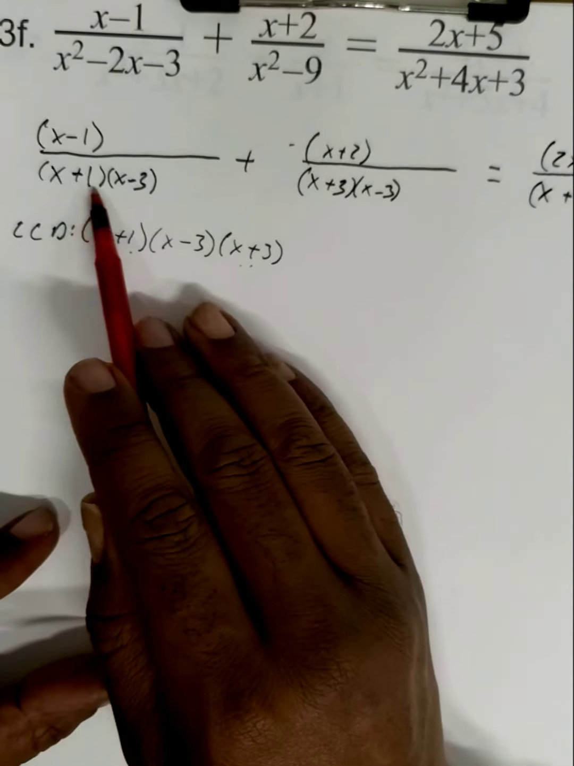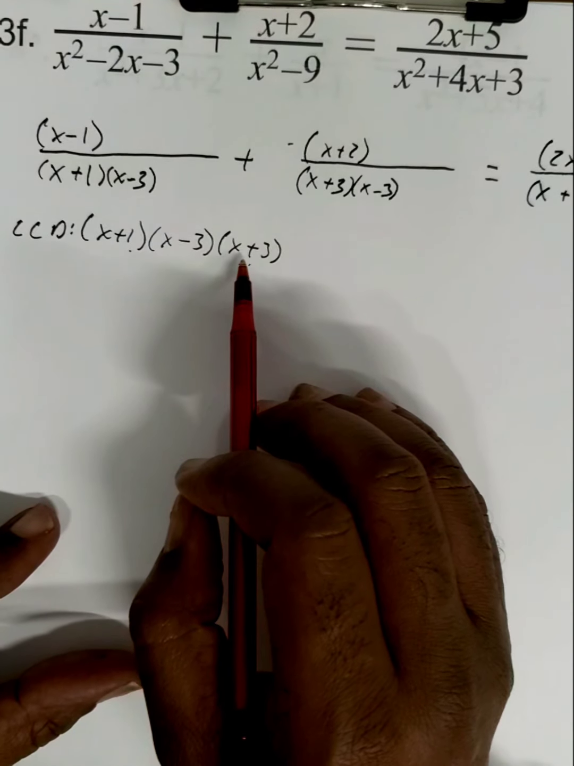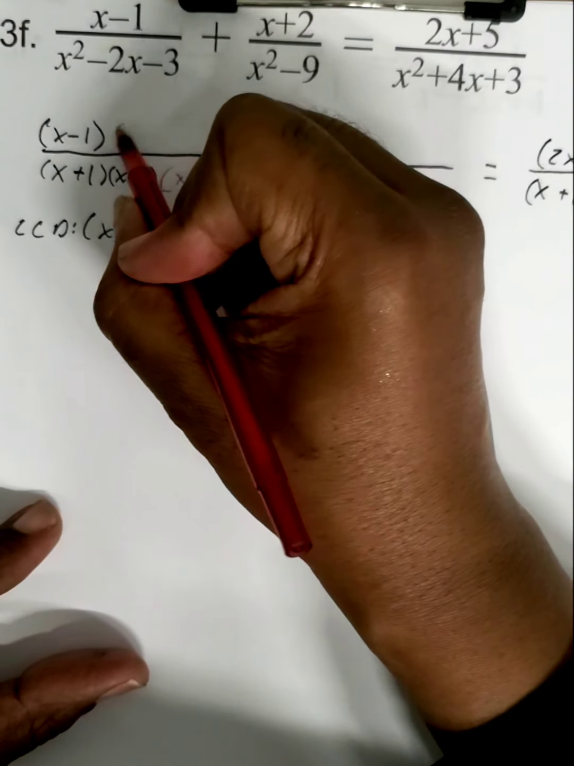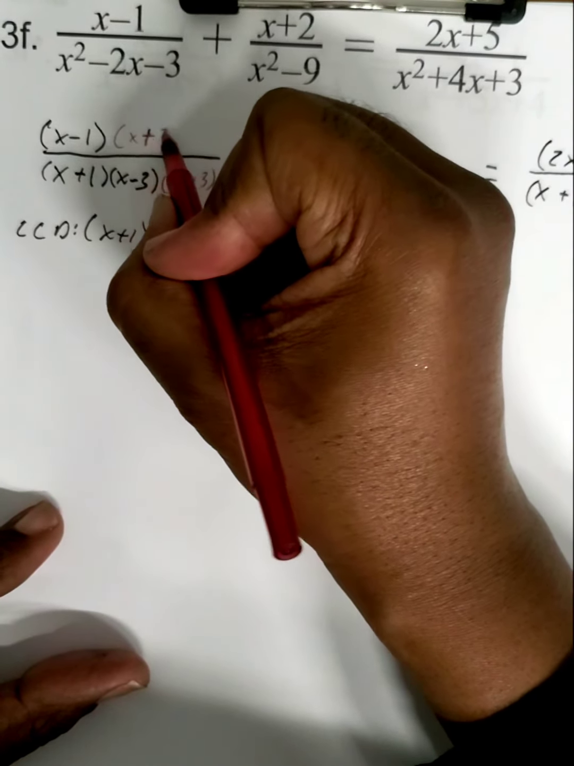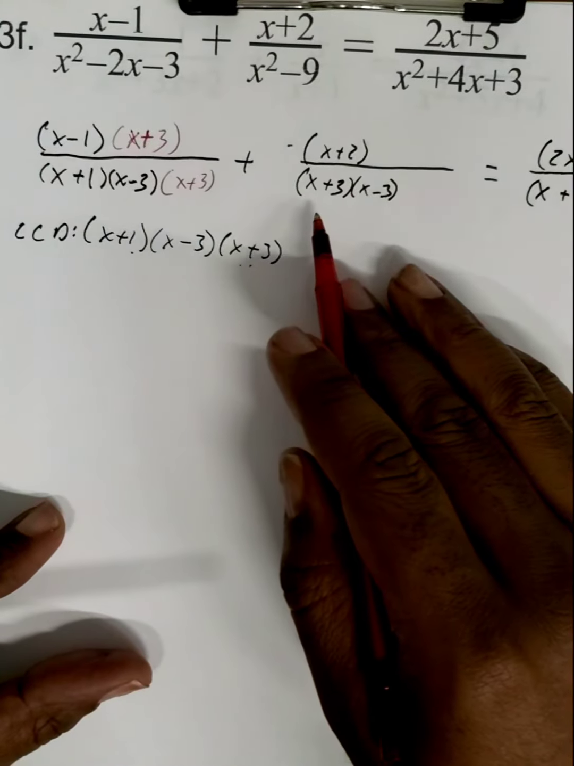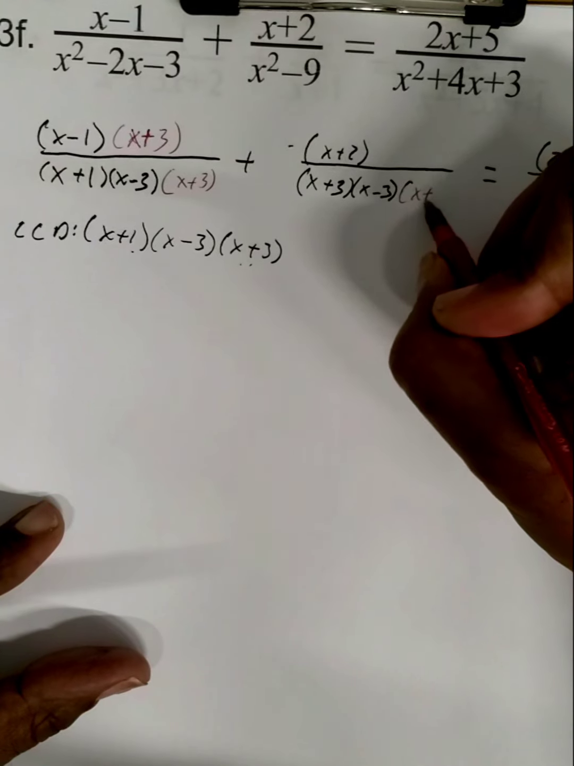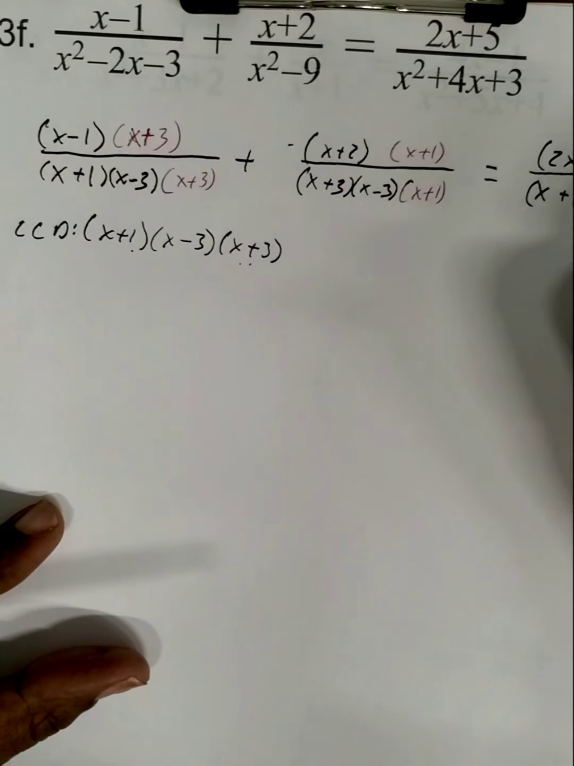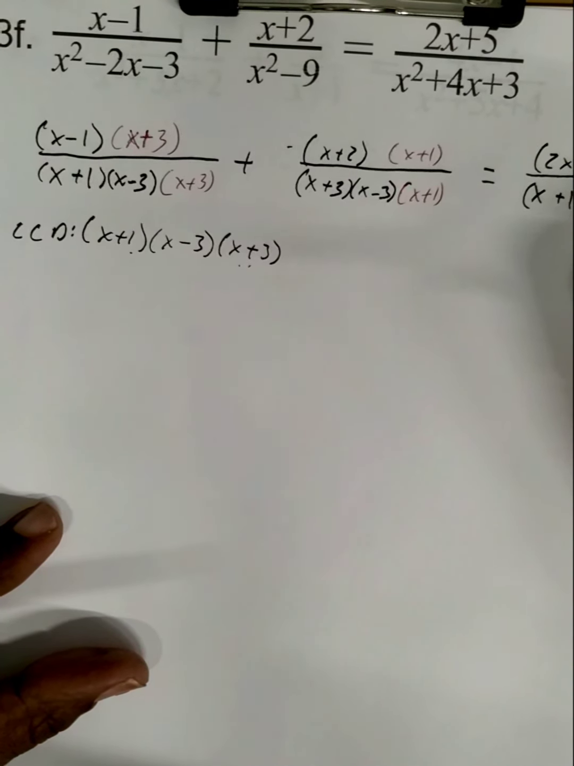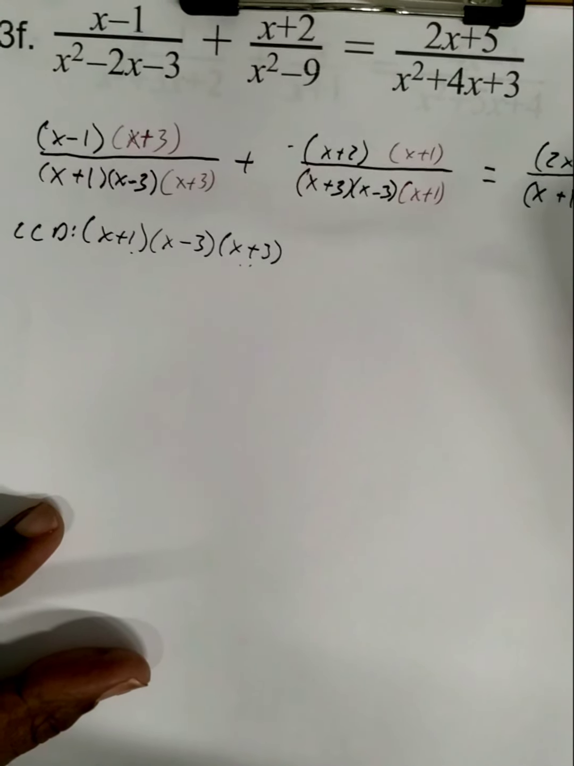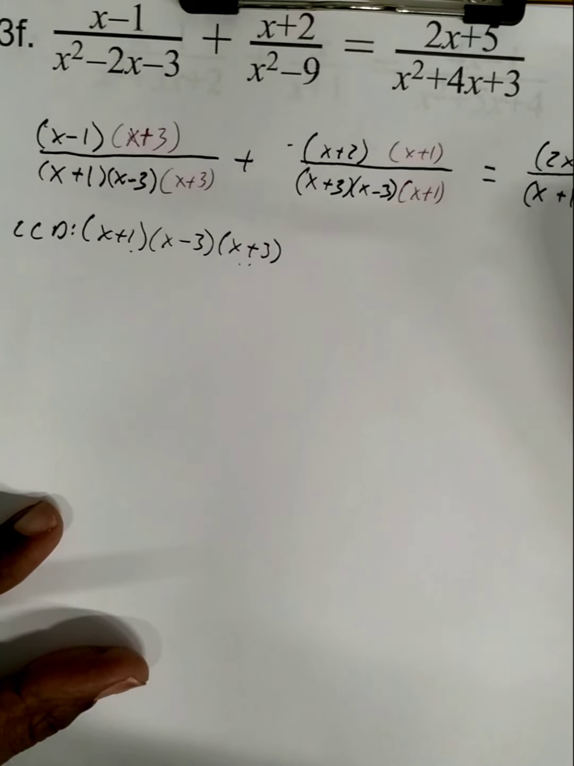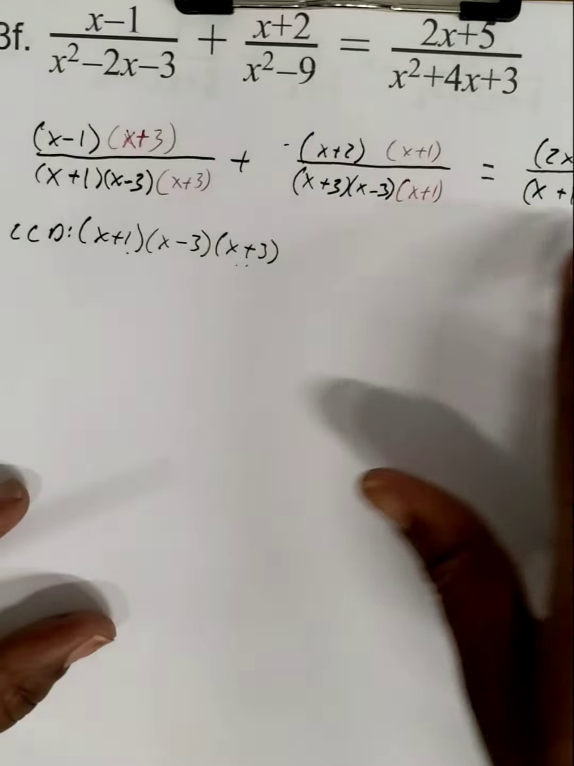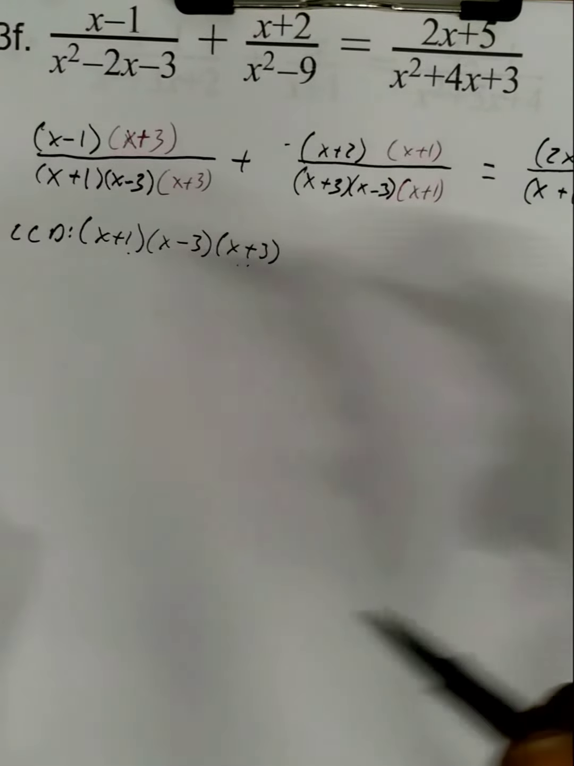Here, to create an LCD, I need to add the x plus 3. But whatever you add to the denominator, you add to the numerator. So another x plus 3 here. Here, I don't have the x plus 1, so let's include it in the denominator and in the numerator. And here I don't have the x minus 3, so let's put it here in the denominator and the numerator. All these minuses can be seen here. All right, now that all the denominators are the same, we can actually remove them and just use only numerators.